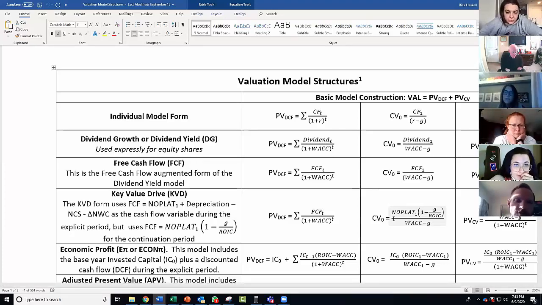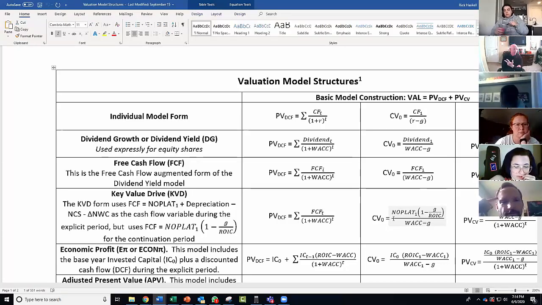Is that why they call it the key value drive model? Because there's just that one little value difference, I guess? It's not so much that, Matt, it's because NOPLAT, G, and ROIC are what McKinsey and Company believes, and WACC and G, okay? What McKinsey and Company believes are the key drivers of value changes in companies.